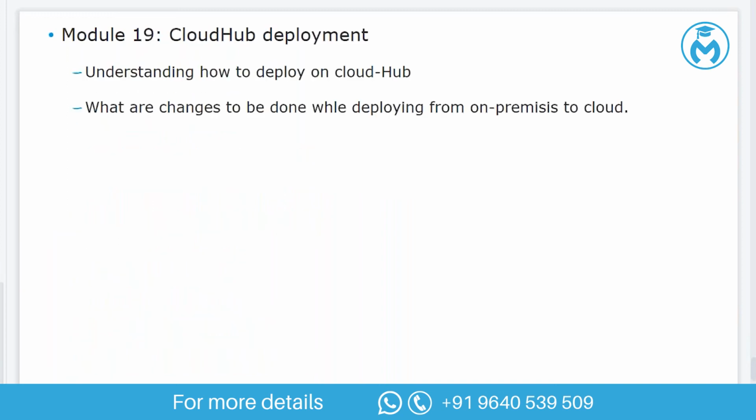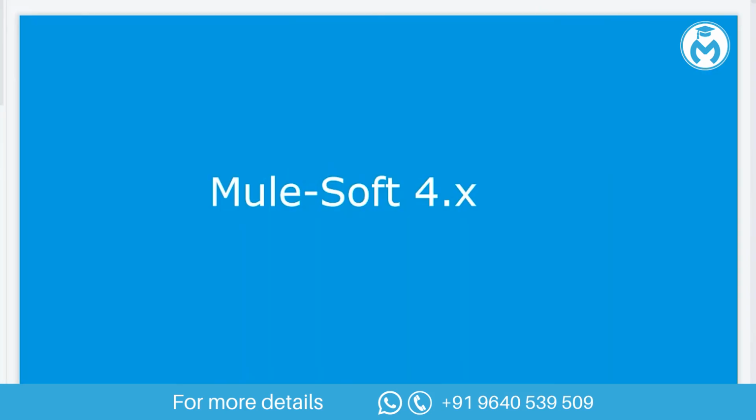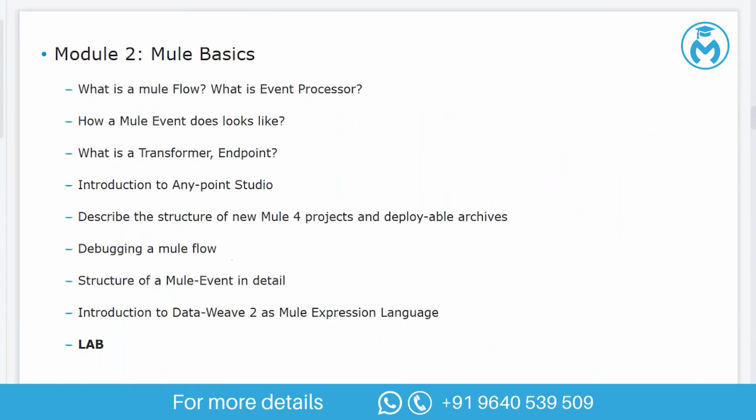And as I told you, last but not the least, it's how to deploy the application from your on-premises to CloudHub. What is there in CloudHub? So what are the changes you need to make at your application level on CloudHub? All these things we'll discuss in our sessions. So that's all from my end about the topics. Any questions?